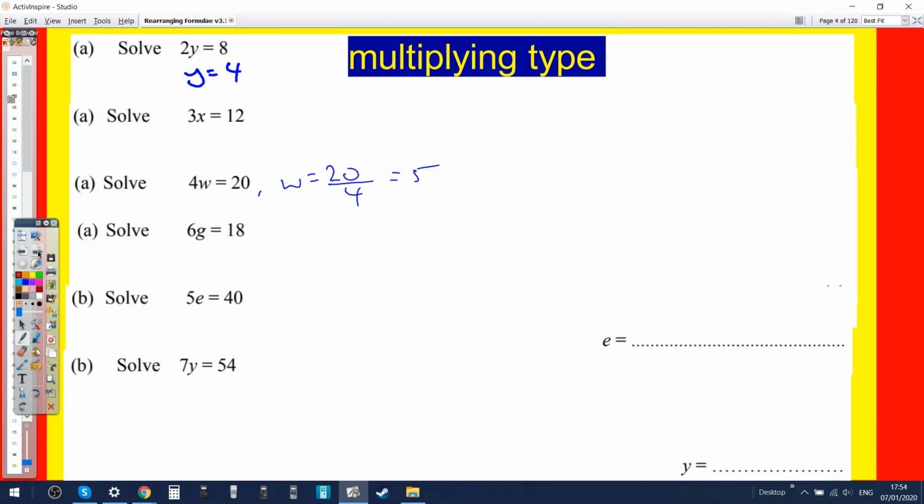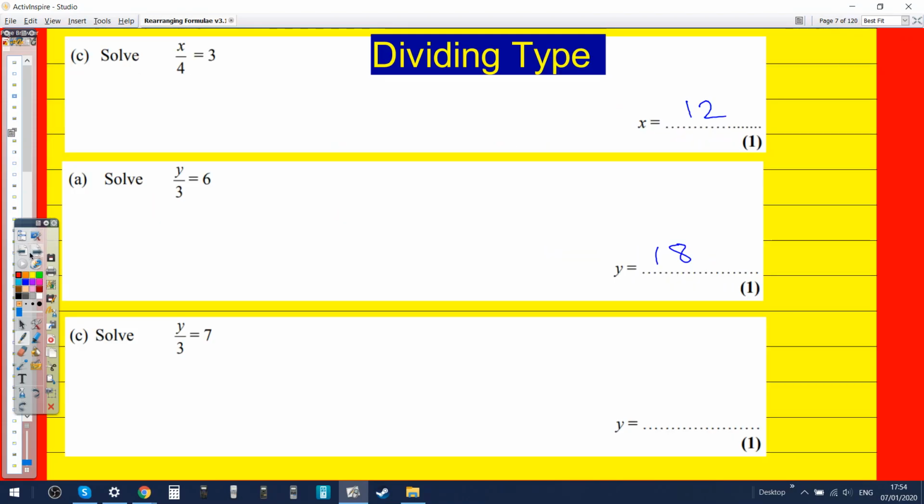How about the second last one for this one? Okay, 5e. E is 8. Well done. So that one equals 8. How about the bottom one here? Equals 7. So we'd have to do inverse, so you'd have to do 3 times 7. So 3 times 7 is 21. So 21 divided by 3 is 7. You don't have to divide it back again. Yeah, that's true.